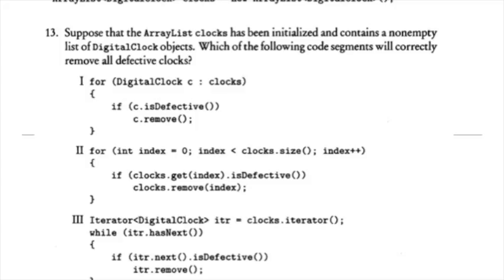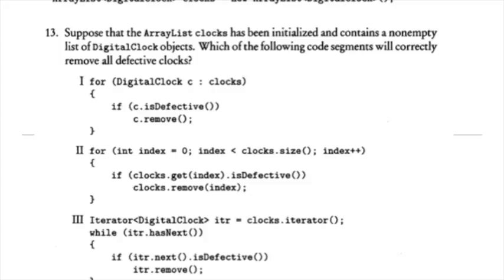Let's see what will happen if we just directly call clocks.remove(index). It seems logically correct, but if you think twice, there is one problem. Suppose at the beginning we find that clock 0 is defective, and then we remove it. What will happen is that in the original positions, index 1 will become index 0, and index 2 will become index 1.